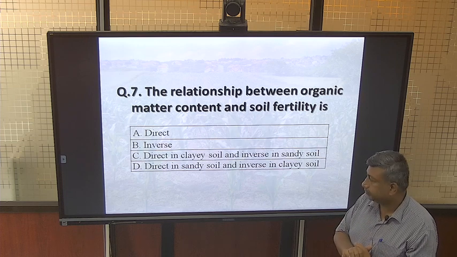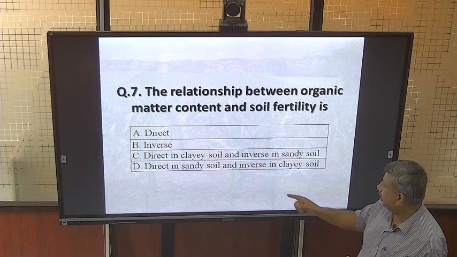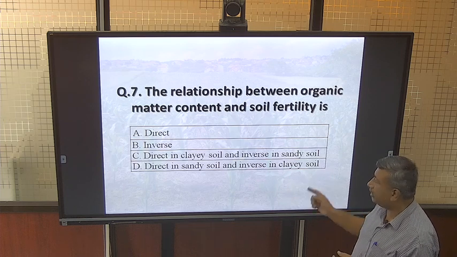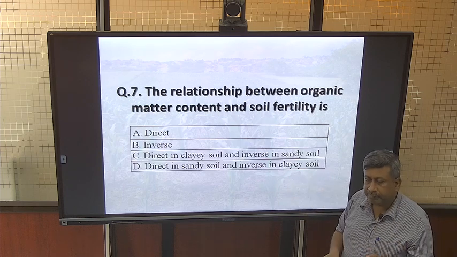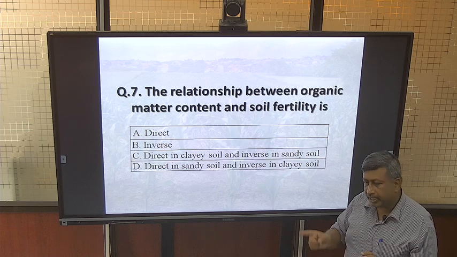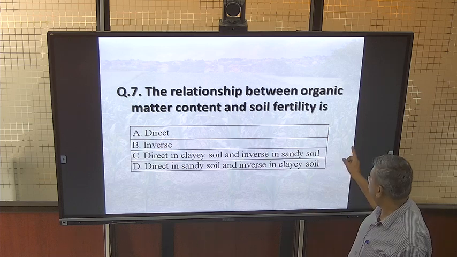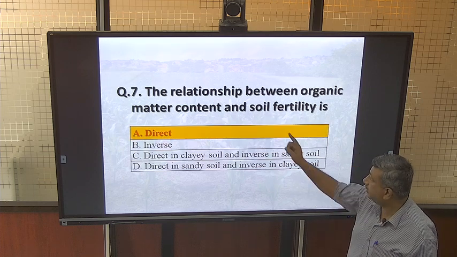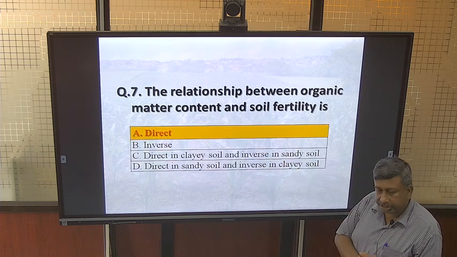Inverse means opposite, okay, and it is not like direct in clay soil and inverse in sandy soil, or direct in sandy soil and inverse in clay soil. It is not like that. Whenever organic matter is high, fertility definitely will be high, and it has no relationship with the soil texture type. So that's why the answer is direct relationship.